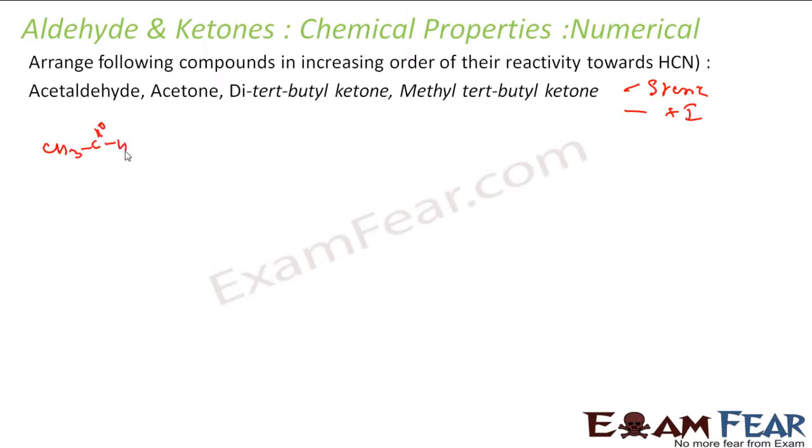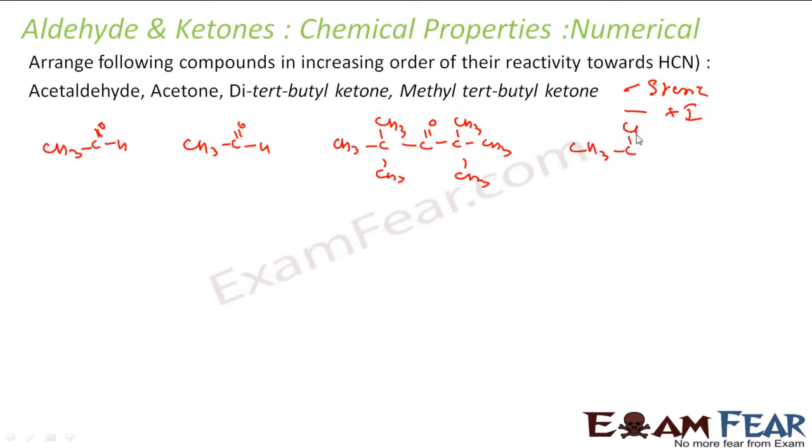is this. Acetone is this. Di-tert butyl ketone, CH3C, this tert butyl, di-tert butyl ketone, right? So both sides. And then methyl tert butyl ketone. So I have this tert butyl on one side, I have methyl on one side.